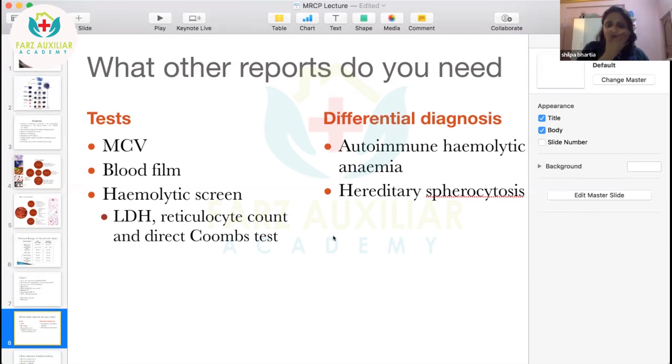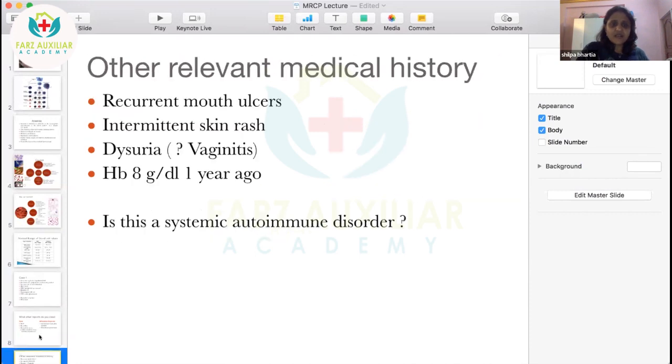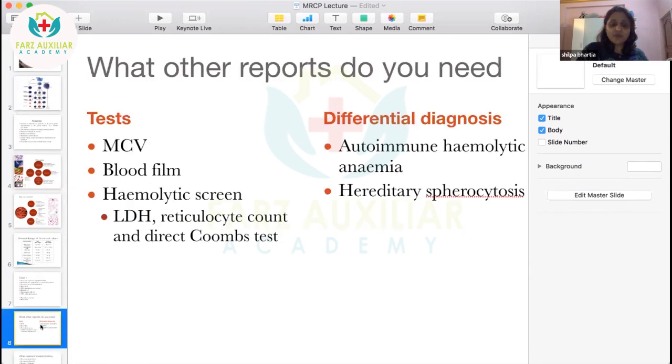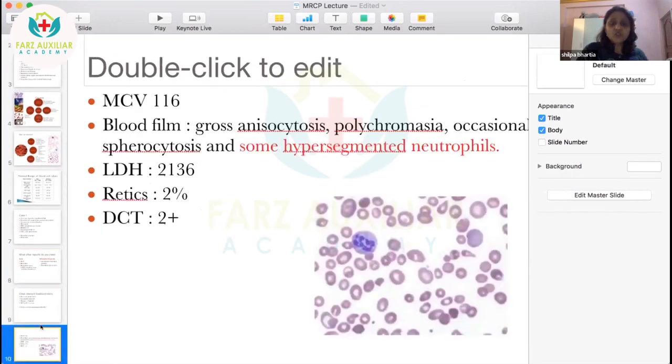I don't know. She's a 45-year-old presenting with anemia, and we have asked for these tests. So, of course, when a patient comes in your chamber, you have to know other medical history. She's had a history of recurrent mouth ulcers, skin rash, some vaginitis, and her hemoglobin was also 8 grams a year ago. So you start thinking, does she have any autoimmune blood disorder? So this is what her blood smear showed.